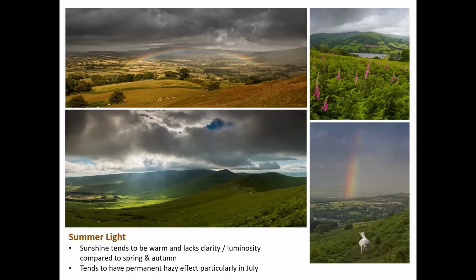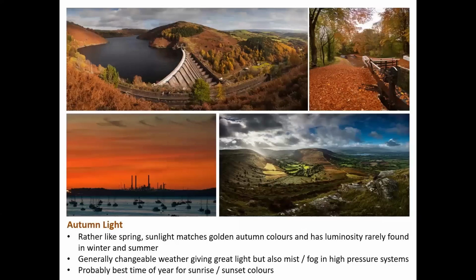Summer, again a generalization, is perhaps a time of year that I tend to take fewer pictures, partly because sunrise and sunset, the ends of the day when you'll probably more typically shoot, are of course at the more extreme ends of the day as well. Autumn light, you can see again the change in the color, but it reintroduces the quality back into the light as well. You get that clarity back.